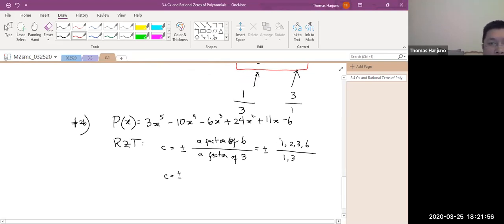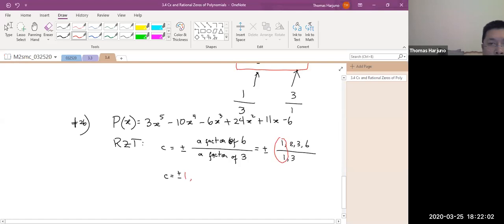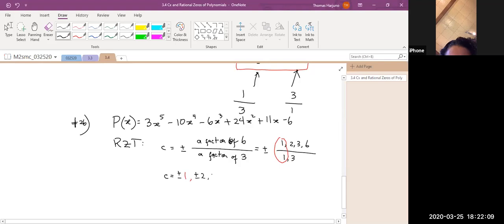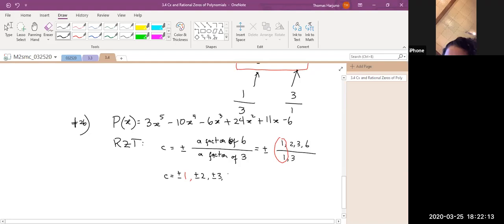It's 1 over 1, which is 1. 1, 2 over 1, 2. 2, 3 over 1, 3. 6 over 1, 6.